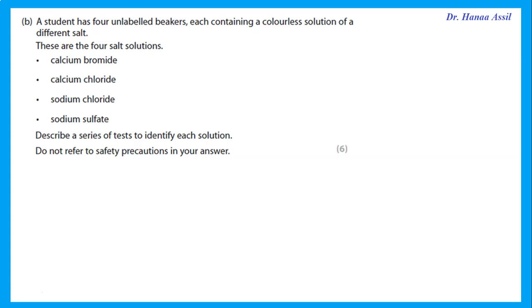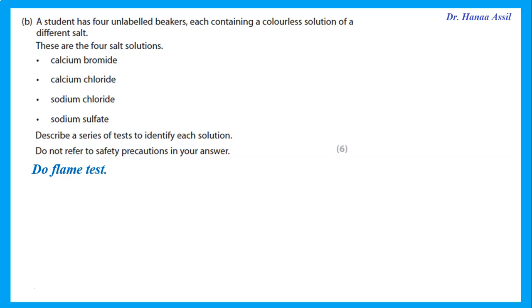A student has 4 unlabeled beakers, each containing a colorless solution, which could be calcium bromide, calcium chloride, sodium sulfate. Describe a series of tests to identify each solution. Do not refer to safety precautions. So what do we have? We need to distinguish, is it sodium something or calcium something? That means we need to do tests for sodium ions and calcium ions, and you should know the test for that is flame test. So just say do flame test.